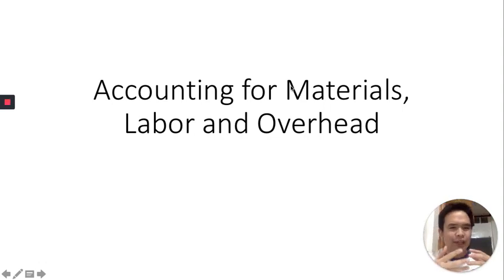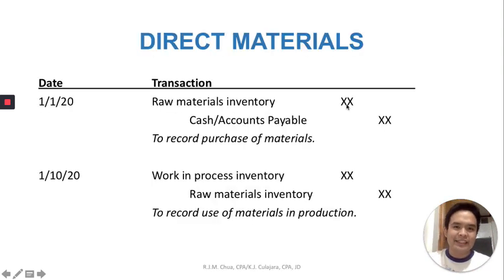Pinag-usapan na natin kung ano nga ba yung mga manufacturing cost or materials, labor, tsaka overhead. Ngayon pag-usapan natin paano yung accounting sa mga ito. Unahin natin yung direct materials. Direct materials are materials that are directly traceable to the product.